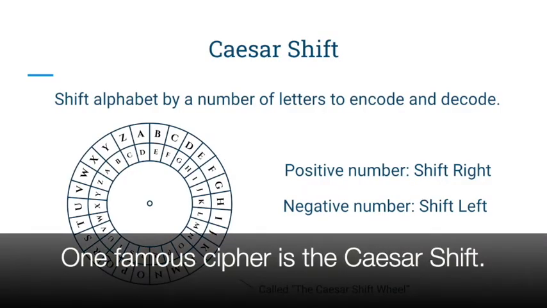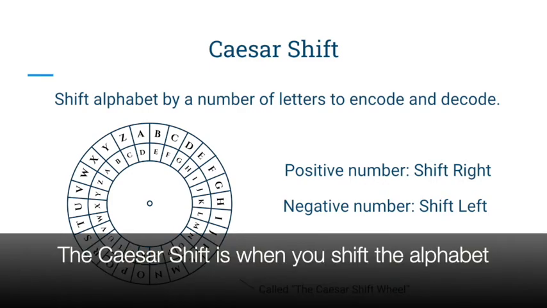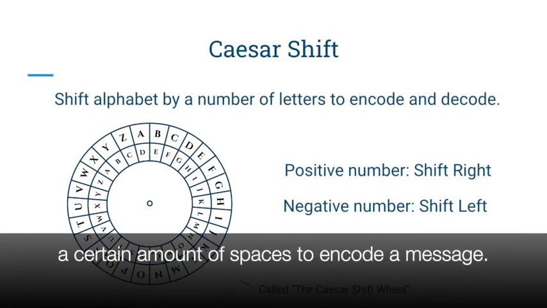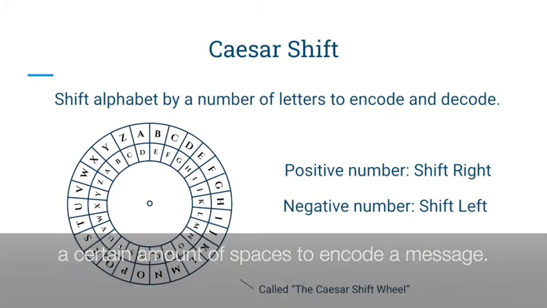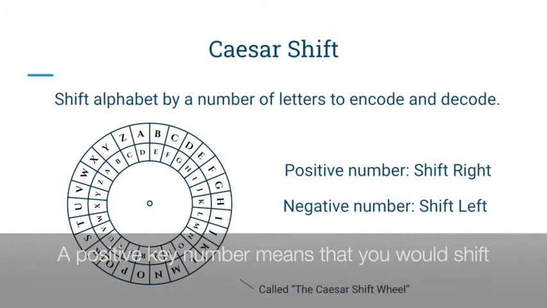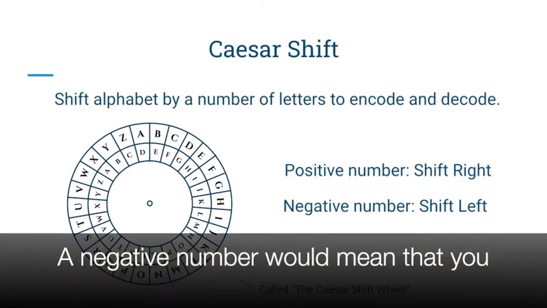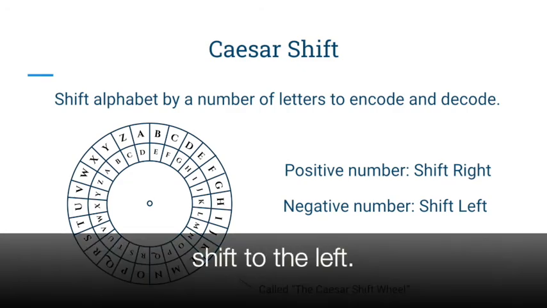So one famous cipher is the Caesar shift. The Caesar shift is when you shift the alphabet a certain amount of spaces to encode a message. A positive key number means that you would shift the alphabet to the right by a value to encode. A negative number would mean that you shift to the left.